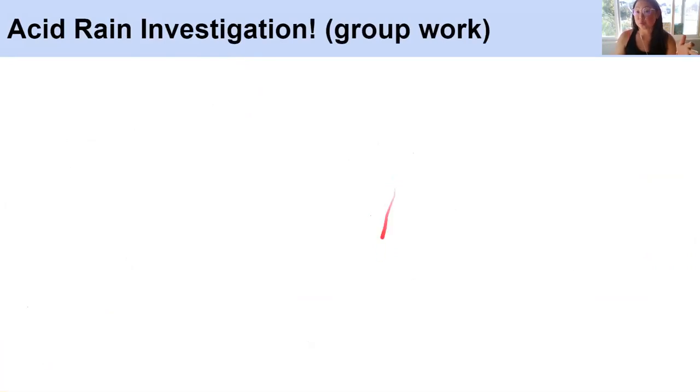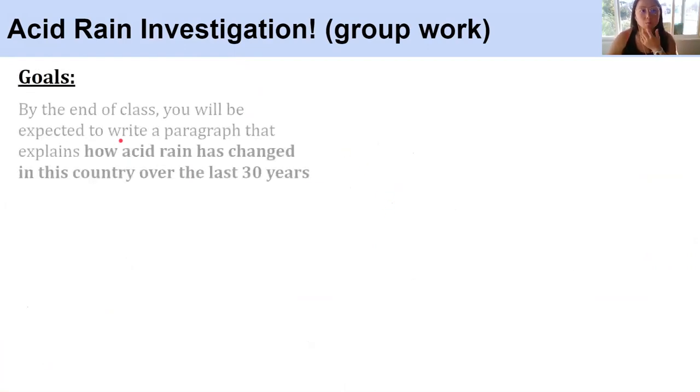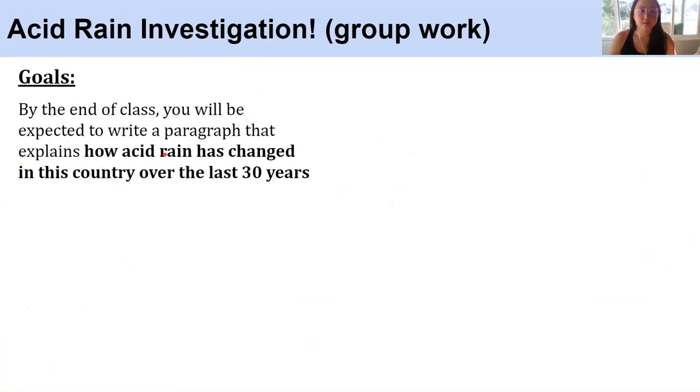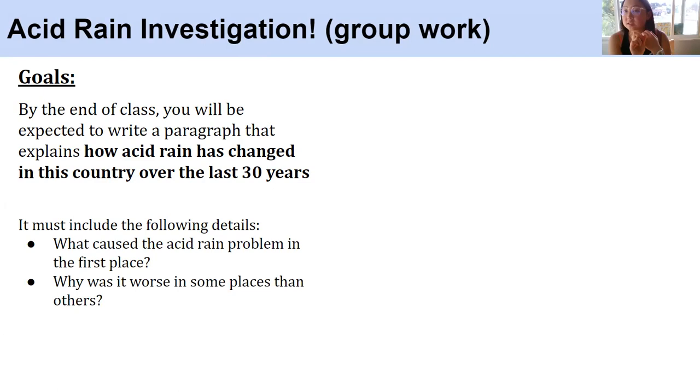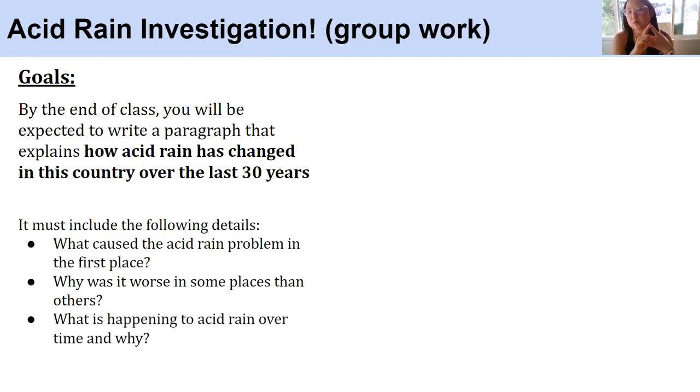So then I explained the group work, which for those that missed it, you will have to do on your own. The goal was by the end of class, you'll be expected to write a paragraph that explains how acid rain has changed in the country over the past 30 years. And it must include the following details: what caused the acid rain problem in the first place? Why was it worse in some places than others? So why was it red on the East Coast rather than all of the US? What is happening to acid rain over time and why?